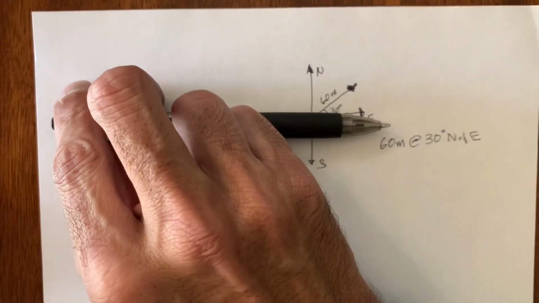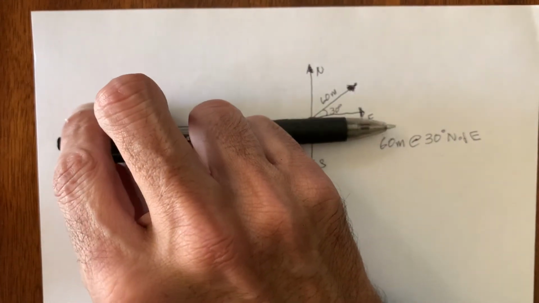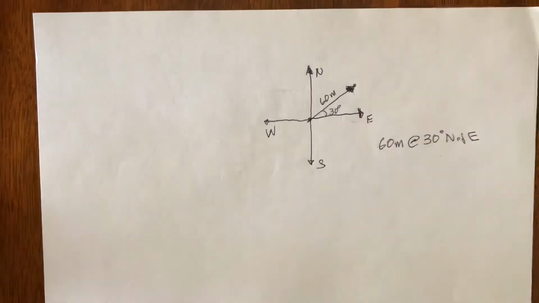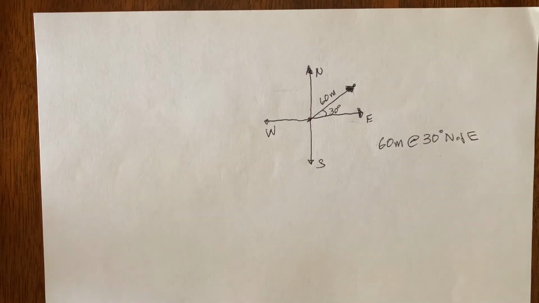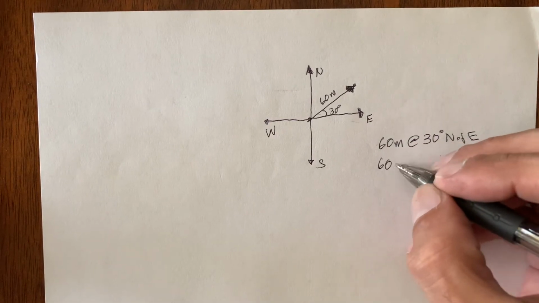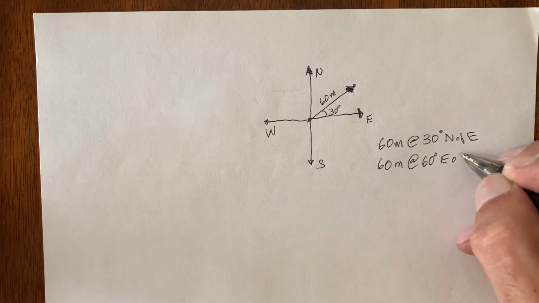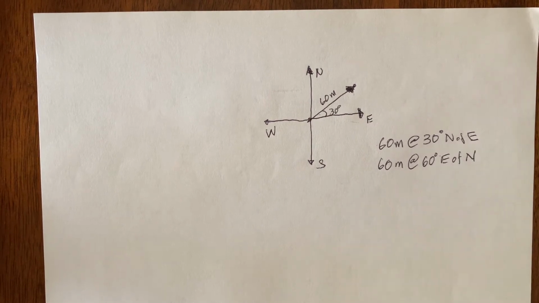It's just north of the east. The 30 degrees is north of the east. This is the east, north of it, because it's up that way. You could just as well write this as 60 meters at 60 degrees east of north. And they'd both be exactly correct. They'd both be good ways to do it.